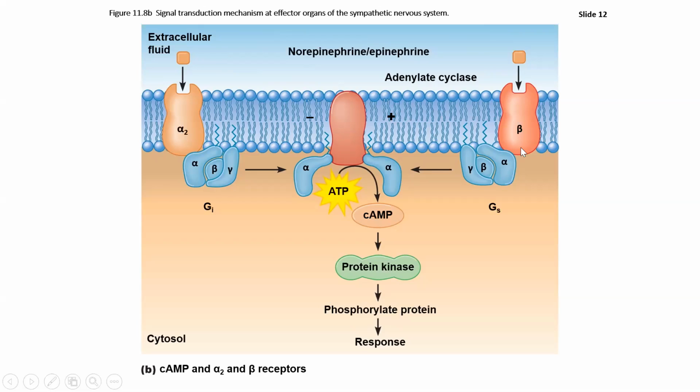So once again, they're being shown here in the same cellular membrane, but remember, beta 1 is on different tissues, beta 2 is on different tissues, beta 3 is on different tissues. So the cellular responses are going to look very different depending on whether this is a beta 1, beta 2, or beta 3 receptor.